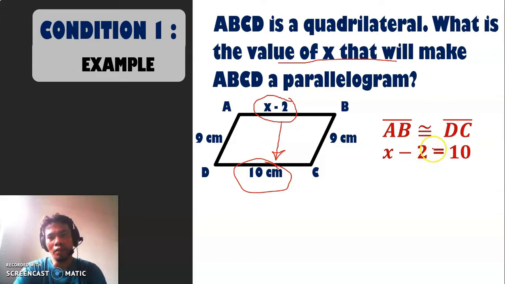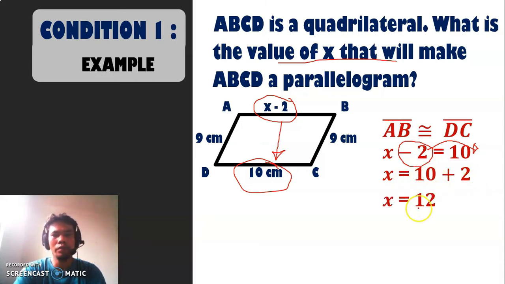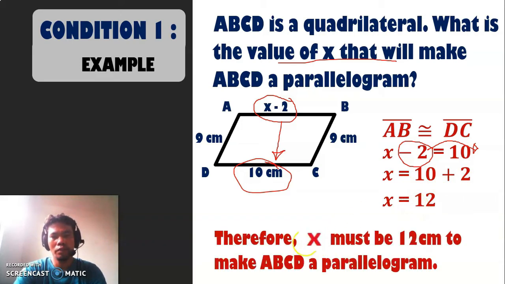After that, we have to transpose negative 2 to the right side of the equation, so it will become positive 2. So the value of x will become x equals 10 plus 2. So 10 plus 2 will give you x equals 12. Therefore, x must be 12 cm to make ABCD a parallelogram.